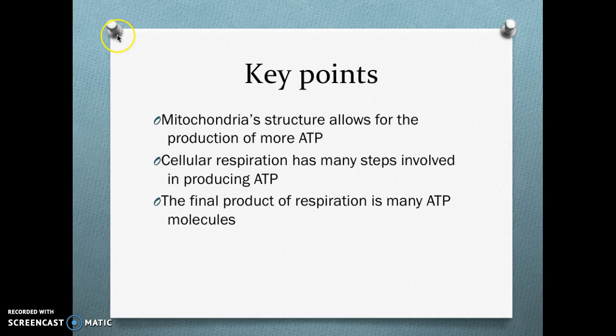So the key points of this presentation is that mitochondria's structure allows for the production of more ATP. More surface area means more space for proteins that can help generate ATP. Respiration has many steps, but the main reason is to produce this ATP. And the final product of respiration, again, is many, many ATP molecules.